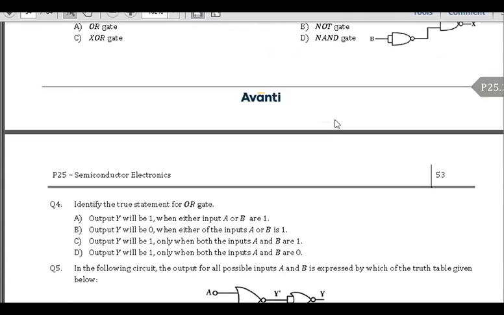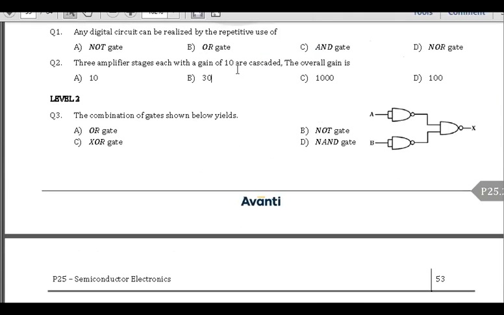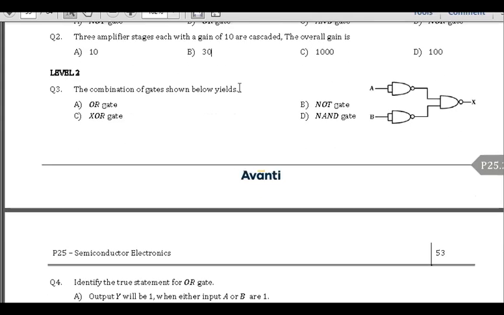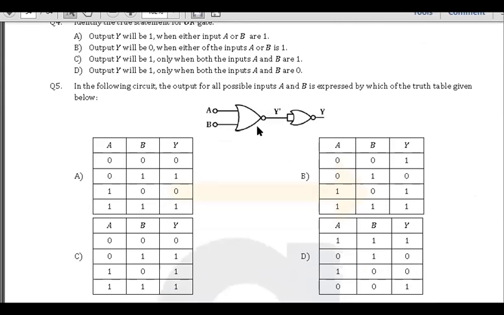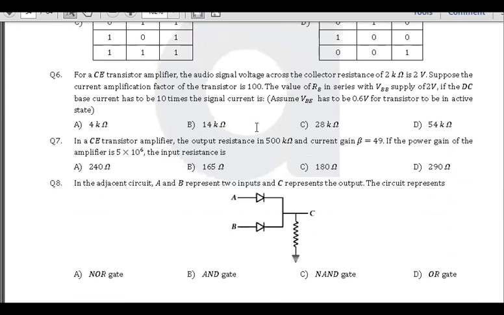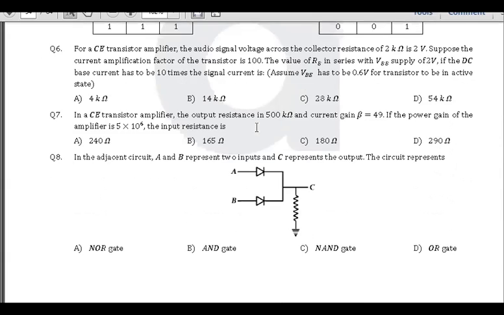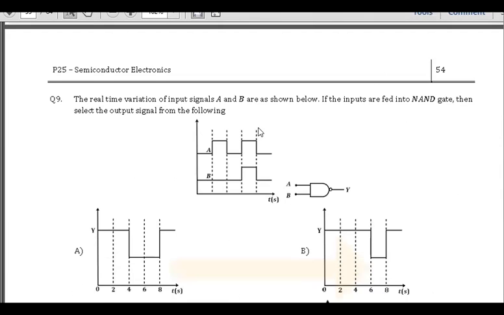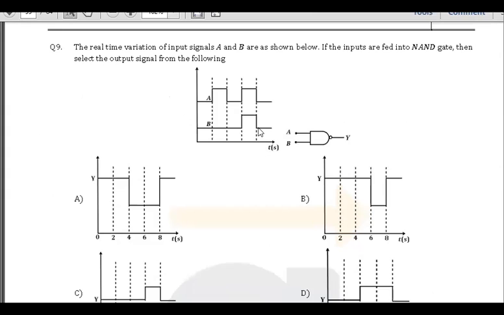Okay, so let's see. Question number two. The three amplifier stages, each with gain 10, are cascaded, right? What is the overall gain? Again, it's quite simple. Tell me, what's the answer? B. 1000. Yes. So easy, right? There was one good problem.